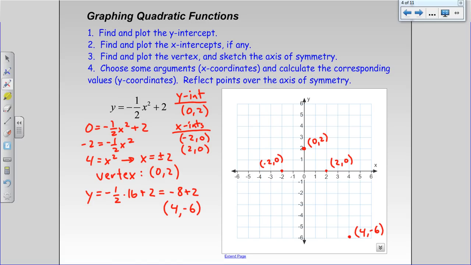Rather than choosing another different value for x, we can obtain another point by simply reflecting the point (4, -6) across the axis of symmetry, which remember was the y-axis. So the point (-4, -6) must also be on the graph because it's equidistant from the axis of symmetry. Now we have enough points where we can come up with a pretty good sketch of what our parabola looks like. And we can draw our parabola with the x-intercepts, the y-intercept, and the vertex all labeled.